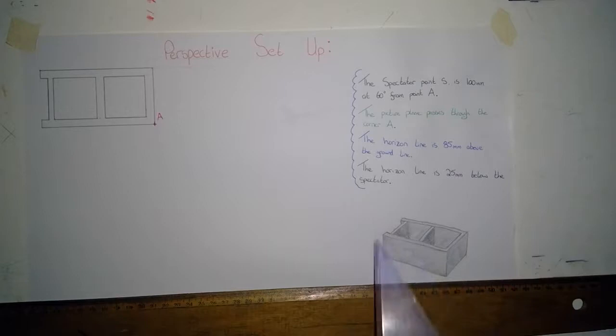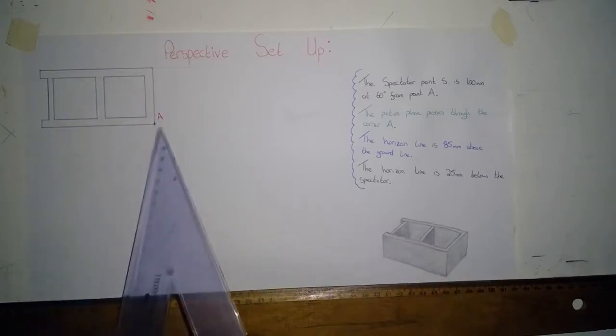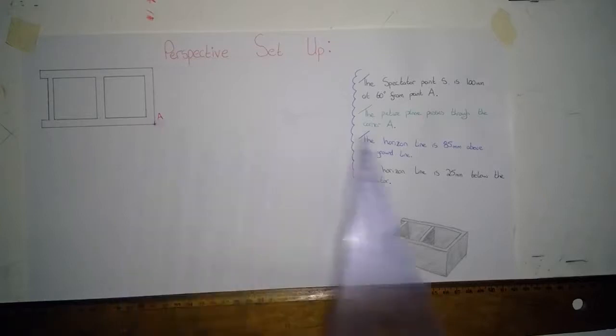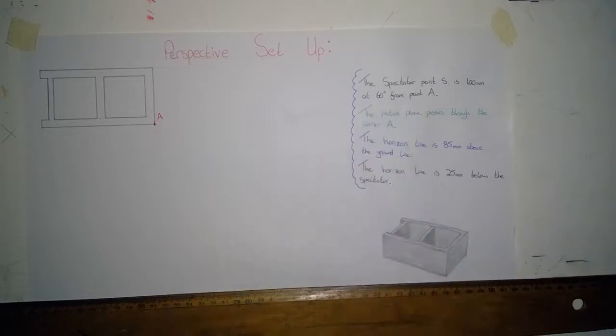So we can see a little 3D sketch of the block that we're actually aiming to draw in the perspective, and we can see a plan view here that I've already drawn out to speed it up. Okay, we're also given point A, and we're given a set of information in relation to the question. So the first point is the spectator point S is 100 millimeters at 60 degrees from point A. The picture plane passes through the corner A. The horizon line is 85 millimeters above the ground line, and the horizon line is 25 millimeters below the spectator.